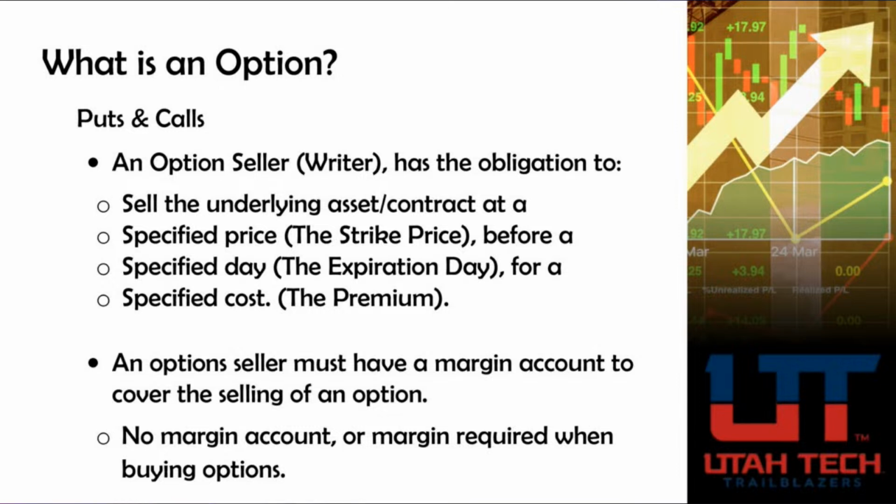Now, we talked about that. A margin account is basically you're borrowing the money, right? You have to have a margin account to sell options. You don't have to have a margin account to buy options. So a lot of you may have a retirement account that's not a margin account. Most brokerage firms don't let you have a margin account with a retirement account, so you're just doing cash accounts.